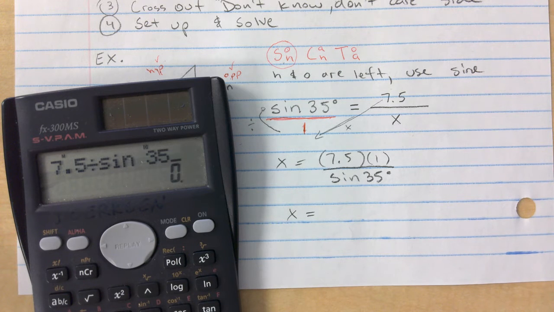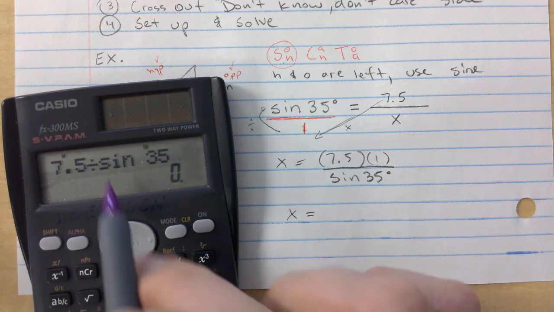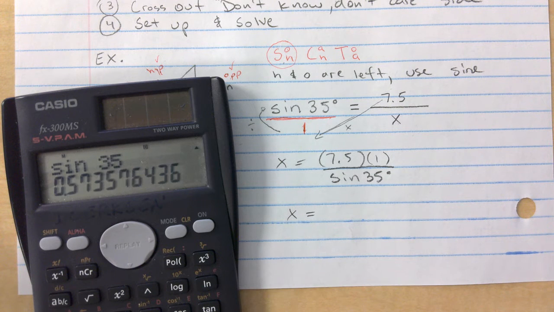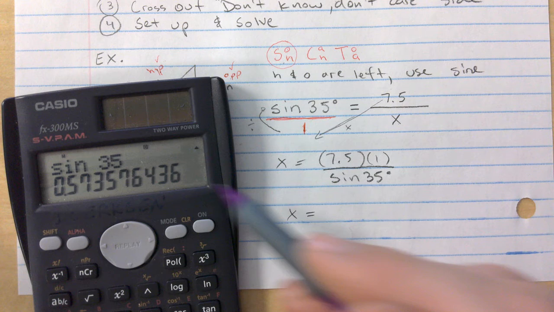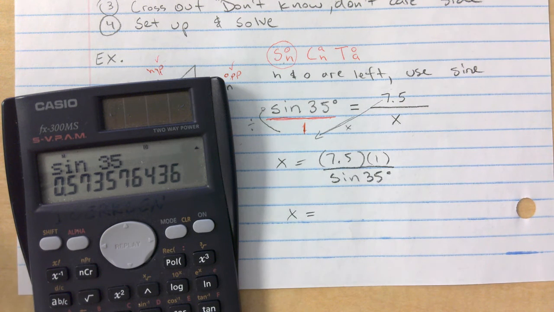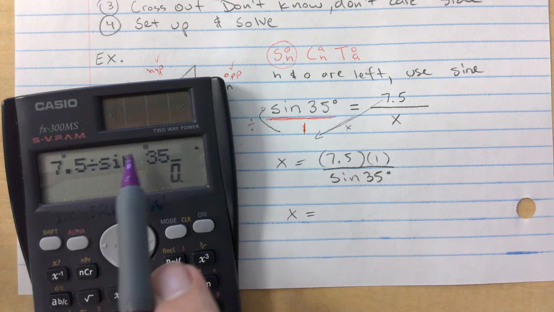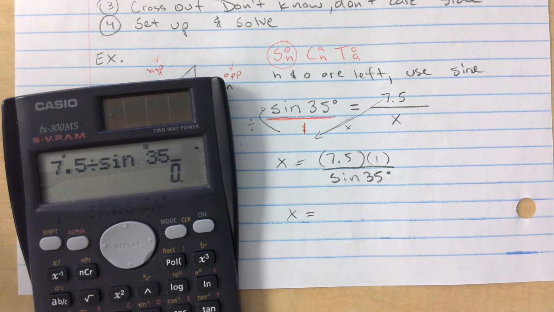Before I do that, hold on. Sine of 35, folks, is just a number. Watch this. I'm going to clear my screen. You're scared of this, right? It's just a number. Sine of 35 equals, the calculator knows exactly what that number is. It's 0.57357, and it keeps going. So when you're doing 7.5 divided by sine of 35, you're actually just dividing 7.5 by a number that will be given to you by sine of 35.